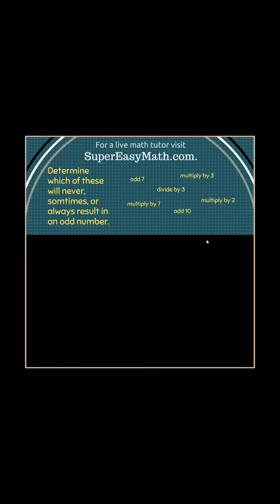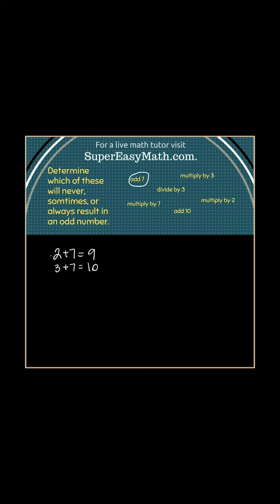Today's math problem of the day says determine which of these will never, sometimes, or always result in an odd number. Well, we have add 7, and when you think about that, I can think of different scenarios. So starting out, we have add 7, and I've made up two scenarios.